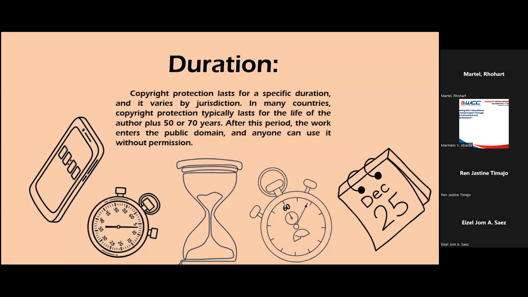So lastly, we have the term, or duration. This dictates that the copyright protection can only last for the life of the author, plus 50 or 70 years after. Then the work will enter the public domain and they can use it without the permission of the previous author. So that's all for Chapter 6.